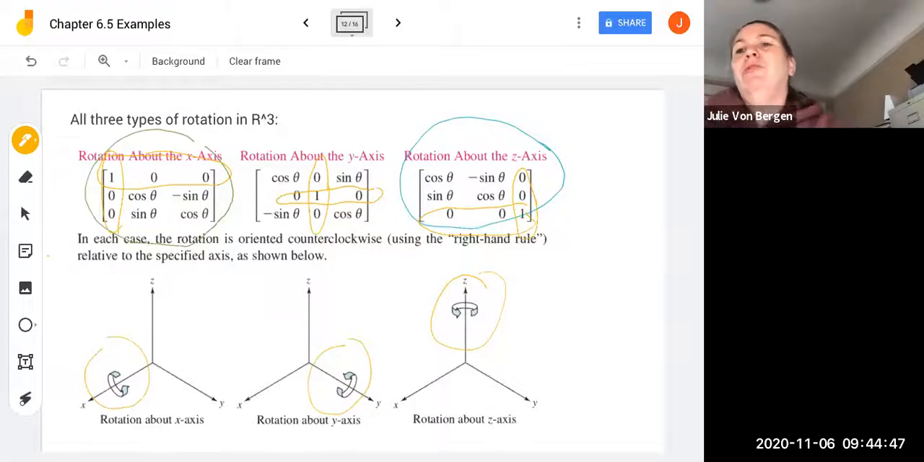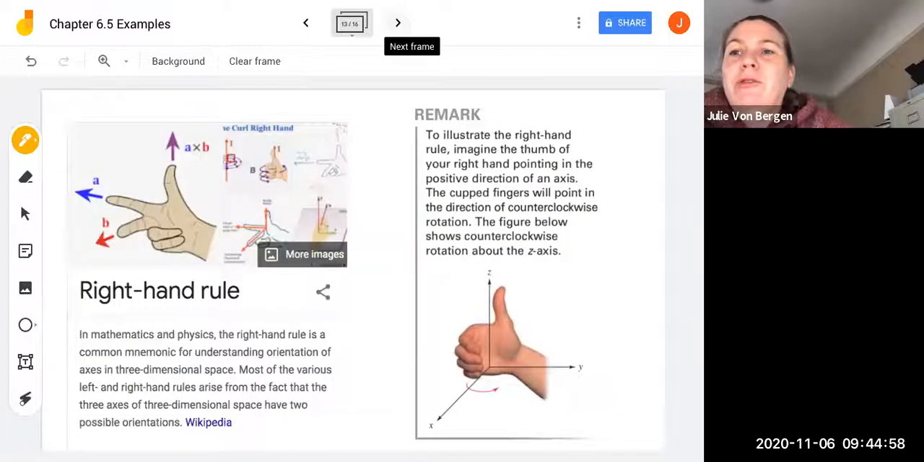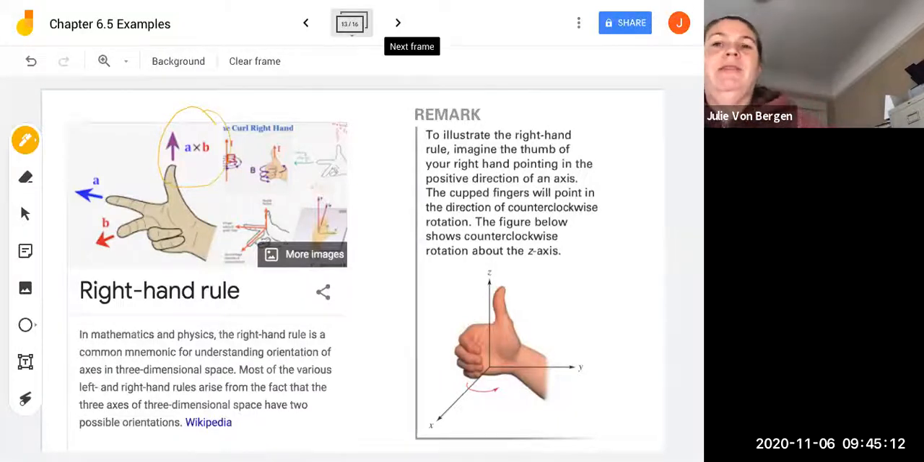And then there's what's known as the right-hand rule that you've probably seen in physics class about how we orient our rotation. So if you go counterclockwise with your right hand, your thumb will point in the direction of the axis that we're rotating about. In physics, we think about this as the cross product in that direction that you see here. So in mathematics and physics, the right-hand rule is a common mnemonic for understanding the orientation of the axes in 3 dimensions. Most of the various left and right-hand rules arise from the fact that the 3 axes of 3-dimensional space have 2 possible orientations.